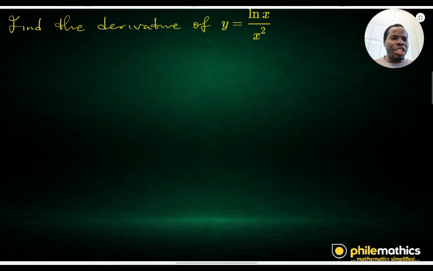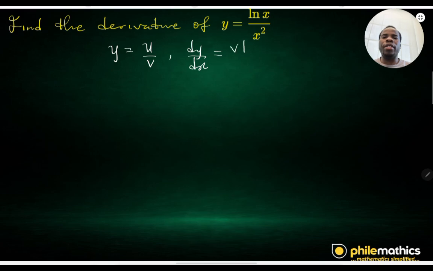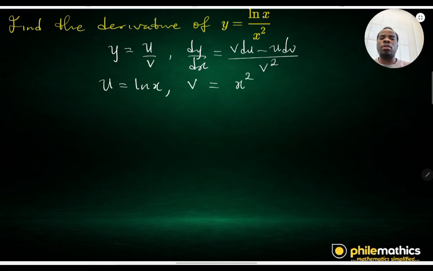The derivative of this rational function requires that we use the quotient rule. And quotient rule says if you have a function y equals u over v, where u and v are respectively functions of x, then dy/dx will be v du minus u dv over v squared. So in this case, let's call our u ln x and our v to be x squared.